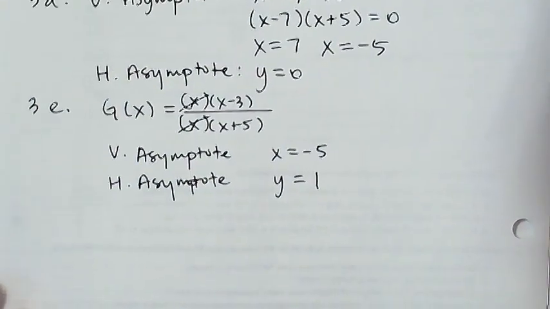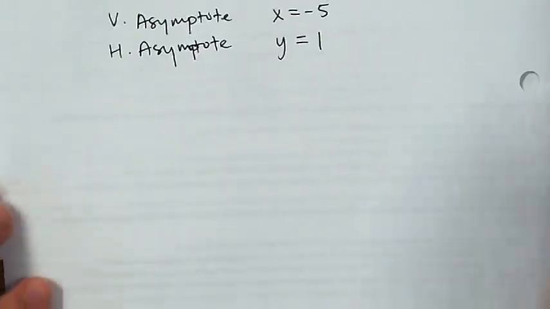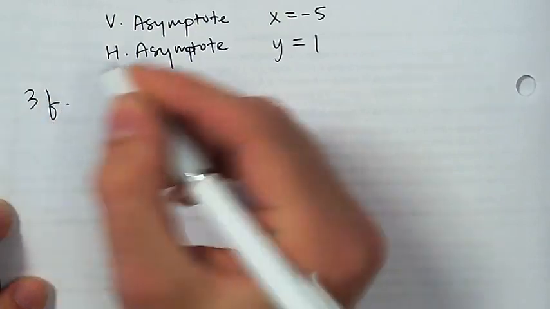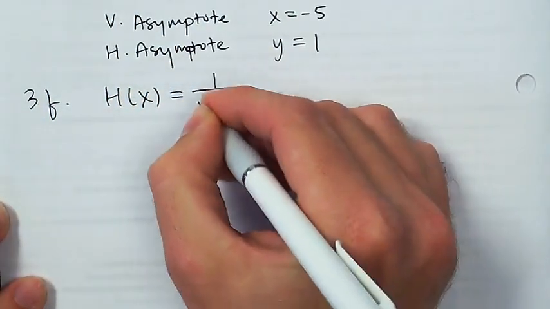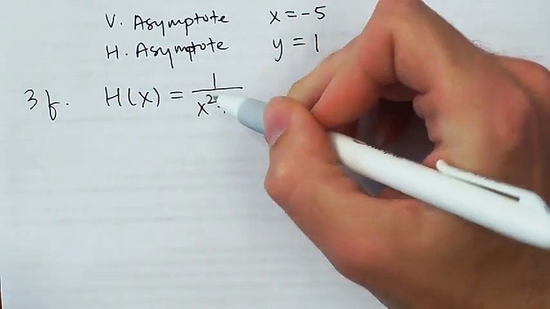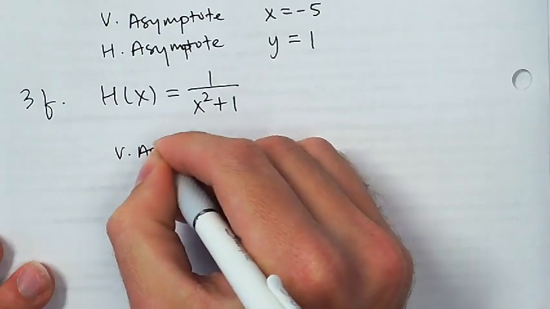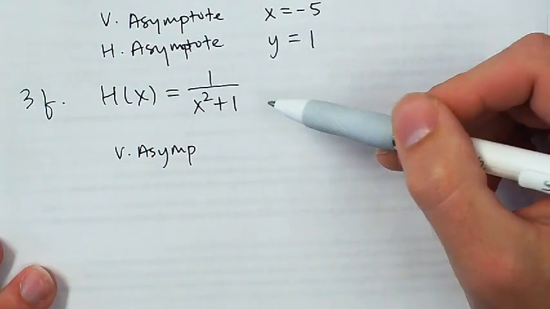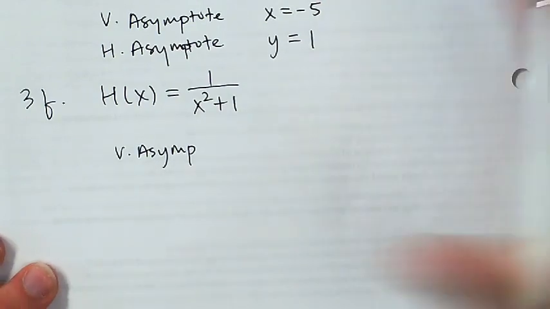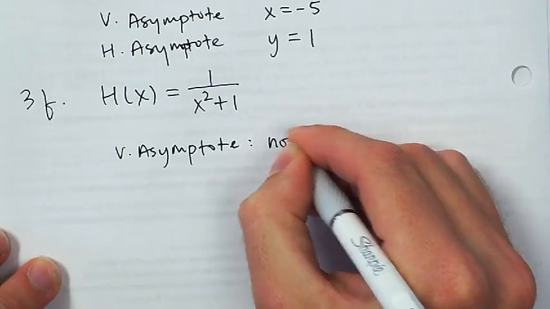That's E. And then F is a good function, probably not one that we need to worry about a whole lot in Algebra 2: 1 over x squared plus 1. x squared plus 1 is the type of object that is always positive. So if I solve for the vertical asymptotes, I'll be solving x squared plus 1 equals 0, x squared equals negative 1. That's not going to give me a real number, so I'm just going to say none.